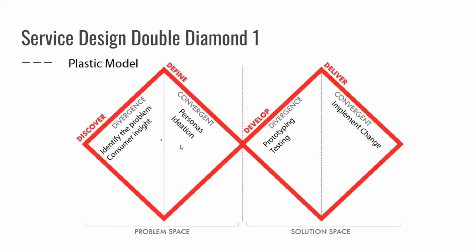This is the double diamond for the plastic model. This covers the service design method, where the designers identify the problem and gain information from the consumers and use prototyping and testing to solve the problem.